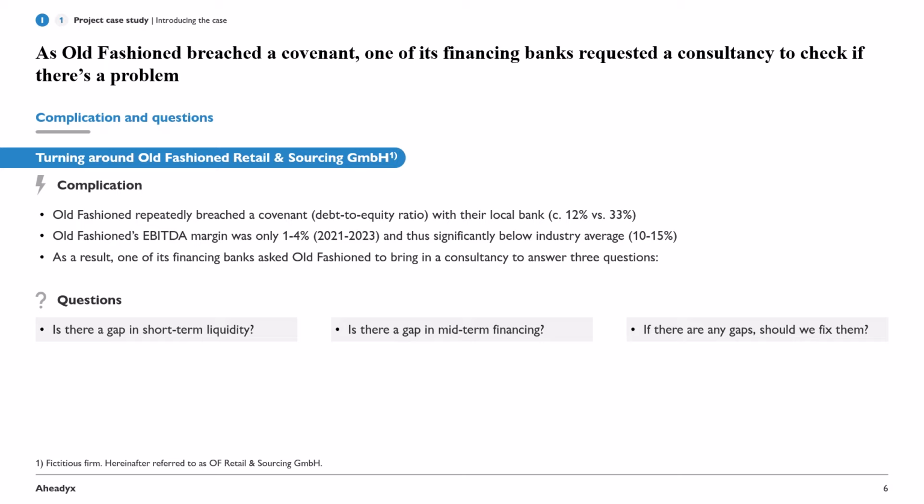This is not the only problem though. So Old Fashioned's EBITDA margin only was 1-4% between 2021 and 2023, and thus significantly below industry average, which is something like 10-15%. So as a result, the bank asked Old Fashioned to bring in a consultancy to answer 3 questions. Is there a gap in short-term liquidity? Is there a gap in midterm financing? And in case there are any such gaps, should they be fixed? And especially from the bank's perspective, should they, for example, allow additional fresh money to go in or not?